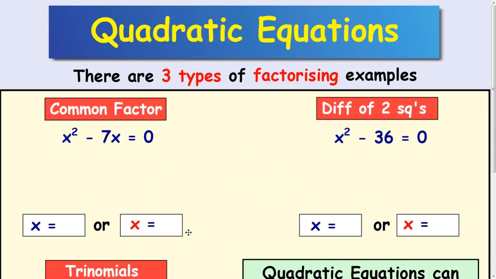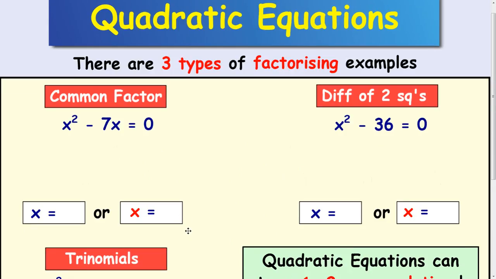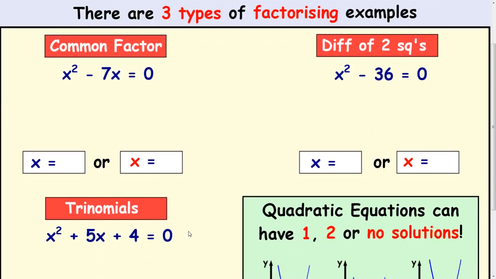Now, there are three types of factorising examples that you meet, and that just follows the same idea as what you did in the first unit. You can find common factor questions, difference of two squares questions, and trinomial questions like this. Now I'm going to go through the three examples and show you how to do each one.